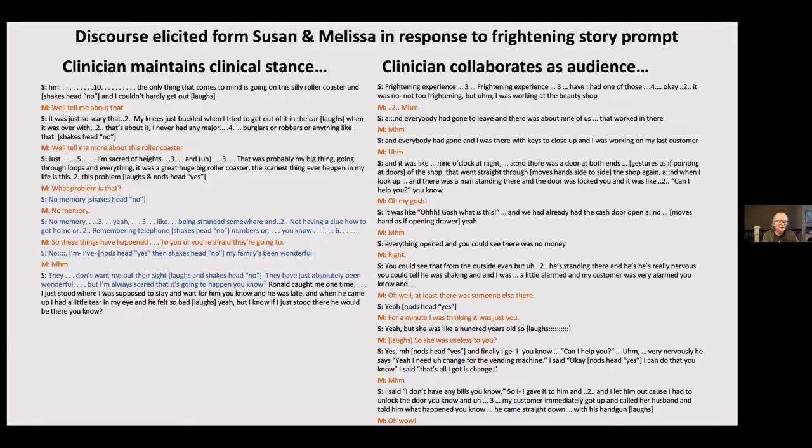So to give you a sense of how these 2 sessions differed, here are transcripts of discourse elicited from the frightening story prompt. This text is too small really to read here, but it just gives you a sense of how much more talk occurred when the clinician's stance changes from being a reserved observer to an active audience. The red here represents Melissa's talk in the transcript, and the blue is text that was coded not as narrative.